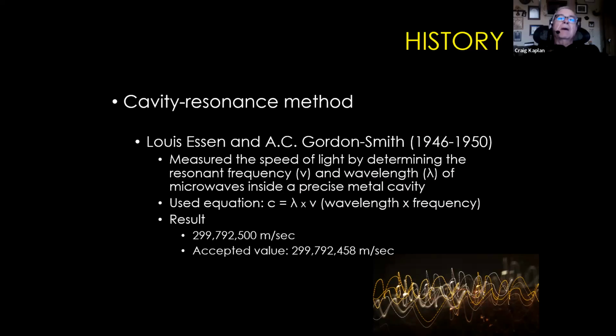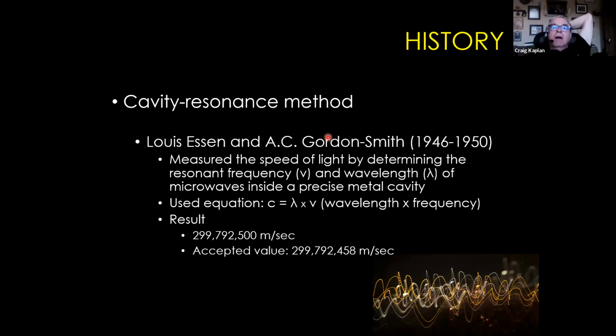Then the cavity resonance method started being used, and this measures the speed of light by determining the resonant frequency, and wavelength, and this is another use for the letter V here, of microwaves inside a precise metal cavity. The resonant frequency is the natural rate at which a system vibrates when it's a standing wave.